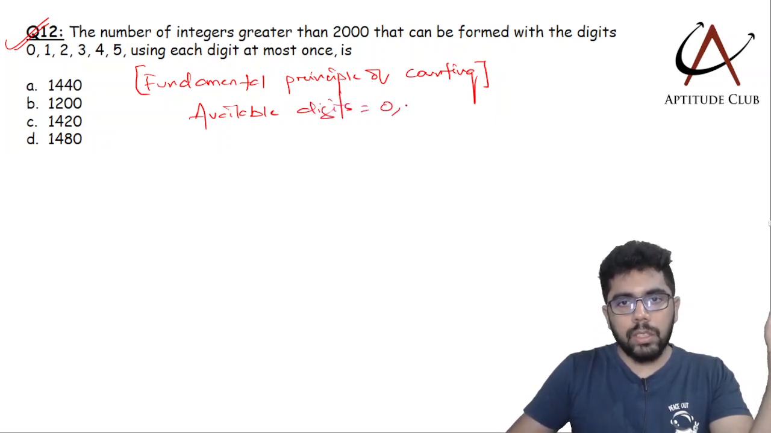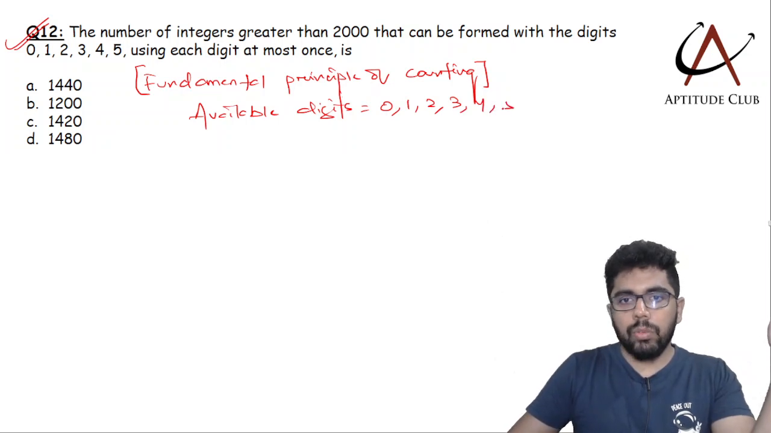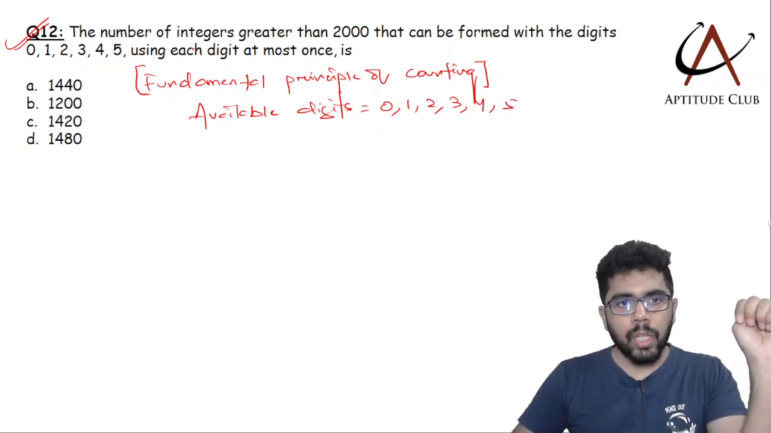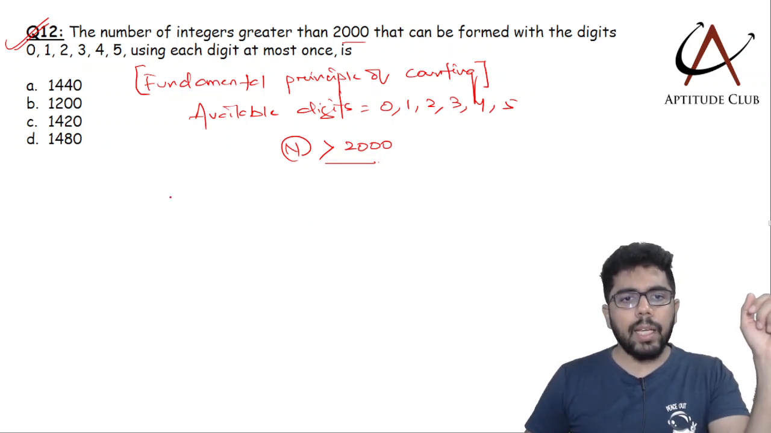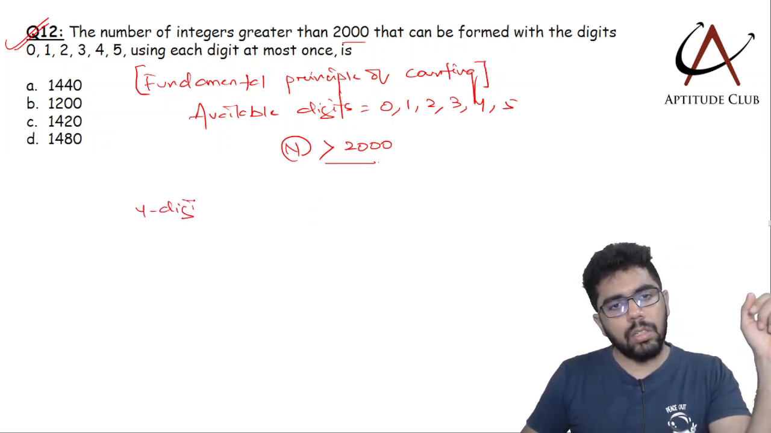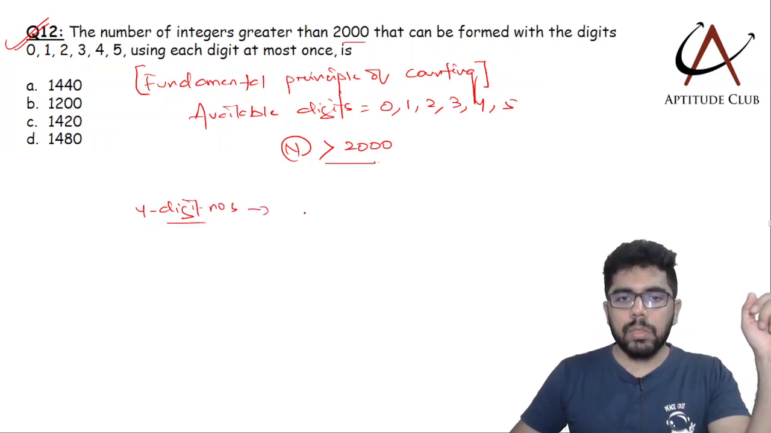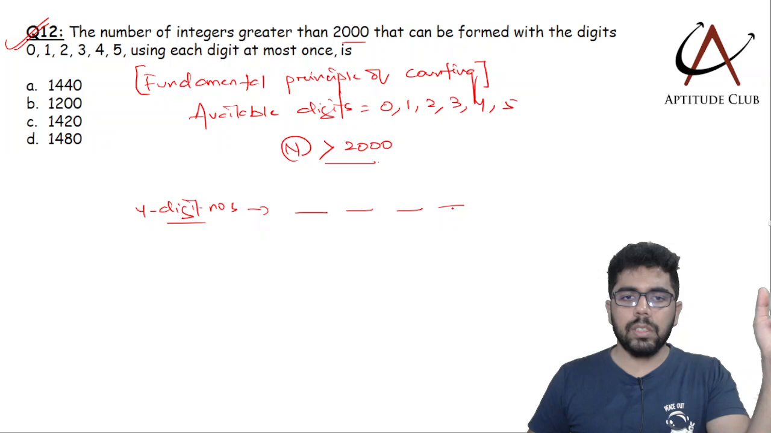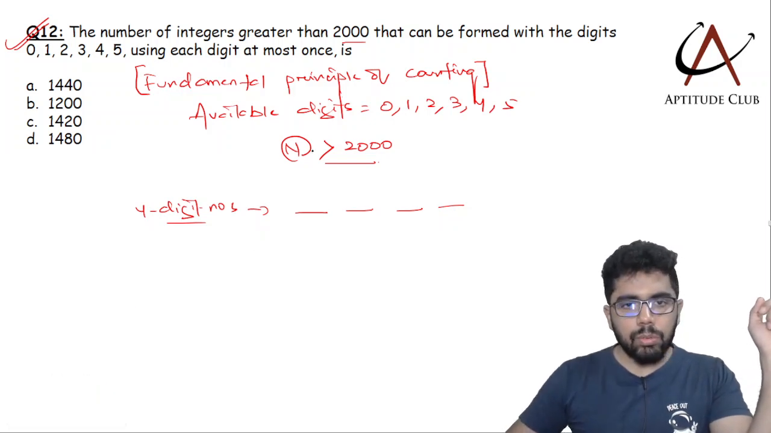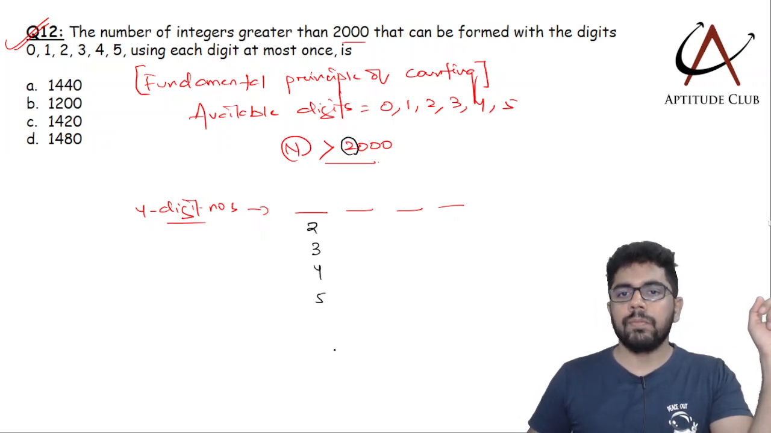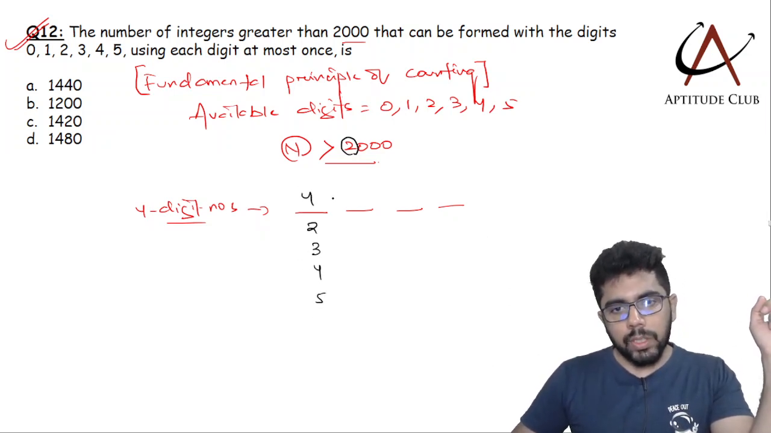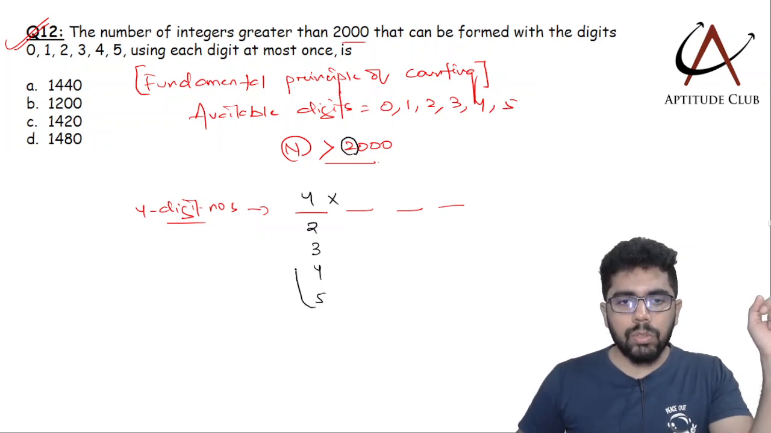So what are the available digits with us? The available digits are 0, 1, 2, 3, 4 and 5. There are 6 available digits with us. Then the number of integers greater than 2000. So we'll have to create numbers that are greater than 2000. So I can create first 4-digit numbers. How many 4-digit numbers can you make? 1, 2, 3, 4. 4 places. Now because this is 2, for this place I can only have either 2, 3, 4 or 5. This place can be taken up in 4 ways. You cannot put 0 also, only 2, 3, 4, 5.